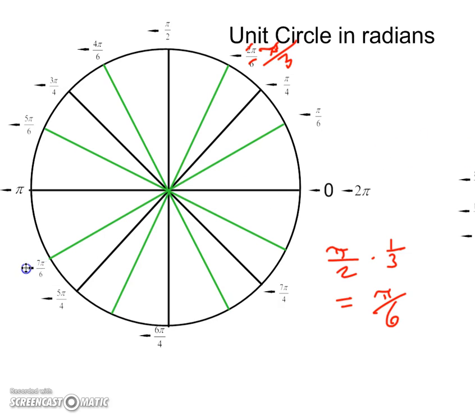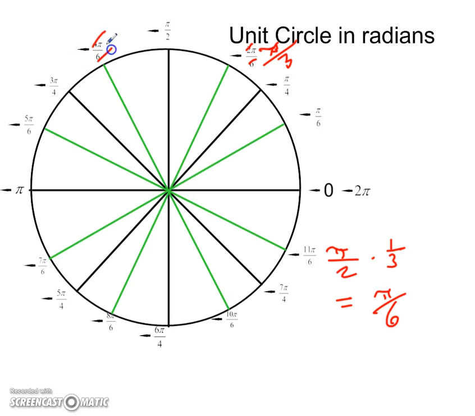7 pi over 6. 8 pi over 6. 9 pi over 6 is already reduced. 10 pi over 6. 11 pi over 6, and then finally 12 pi over 6, which is already reduced. So I guess I should go back and reduce these.